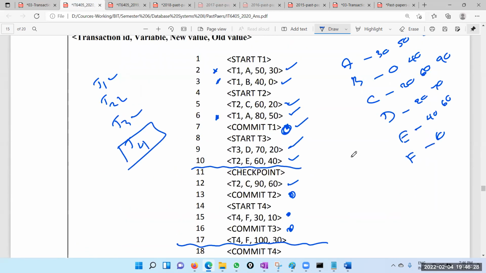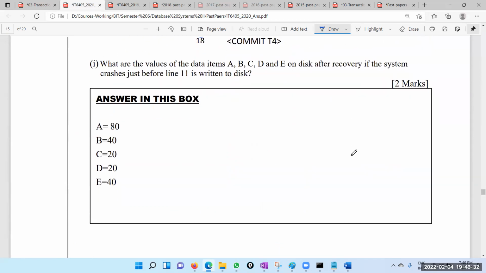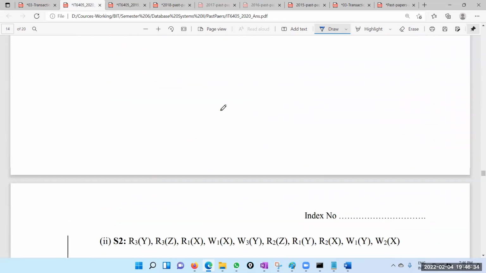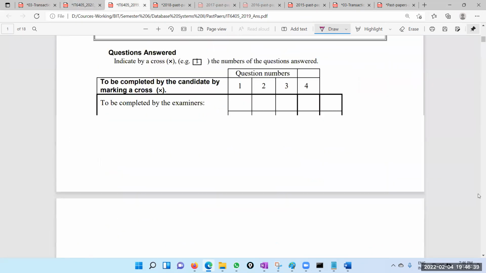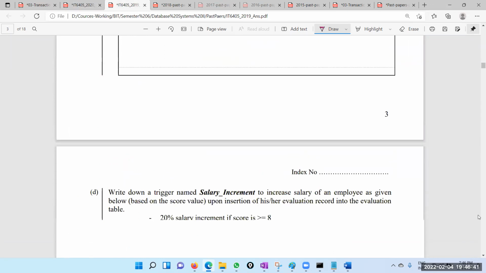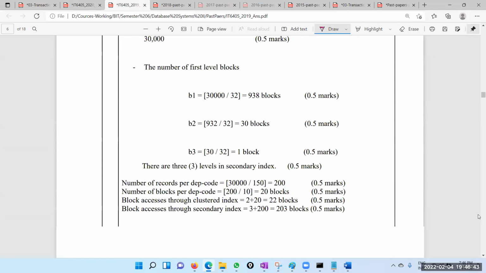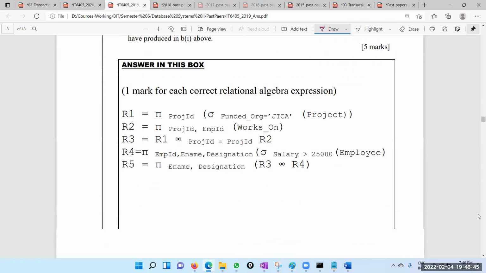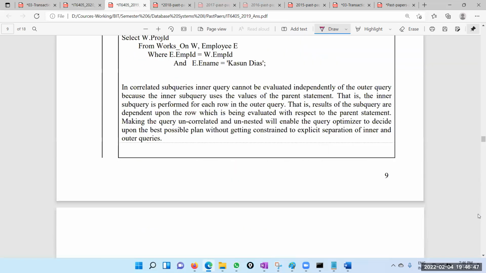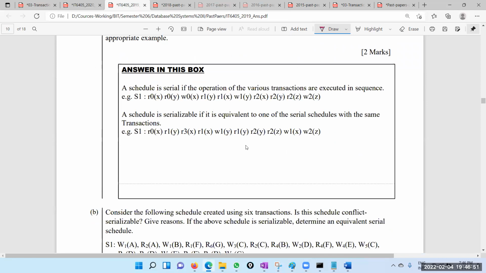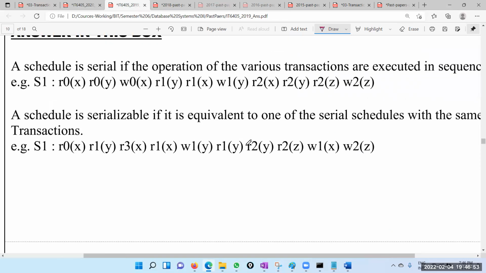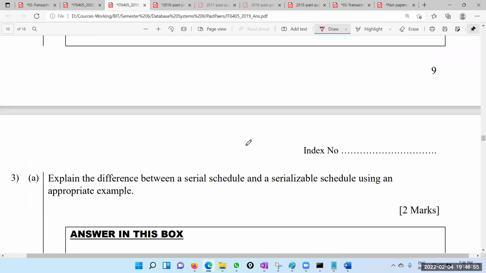No, this is the 2020 paper, right? Yes, this is the 2020 paper. Then this is the 2019 paper. Let's see the 2019 paper then. Right, so did we do the 2019 question part A last time?